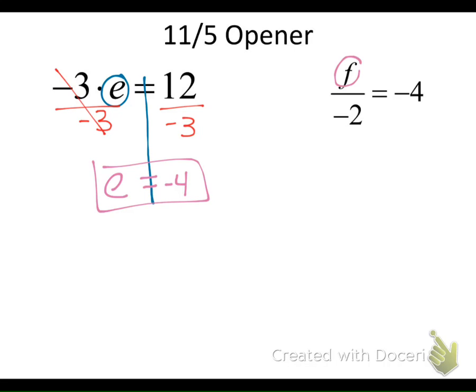I'm going to circle my variable. I'm going to draw my line of equality. So I have F divided by negative 2 equals negative 4. Alex, how do I get the F by itself here? Good. I'm going to multiply by what, though? 2. What type of 2 is that? It's going to be a negative 2. So I'm going to multiply by a negative 2, whatever I do on one side. I'm going to bring down my variable: F equals negative 4 times negative 2.